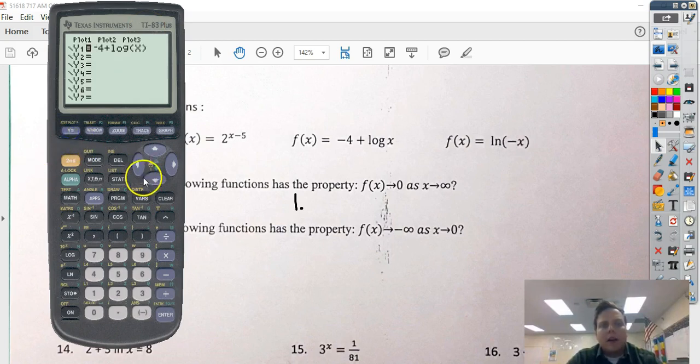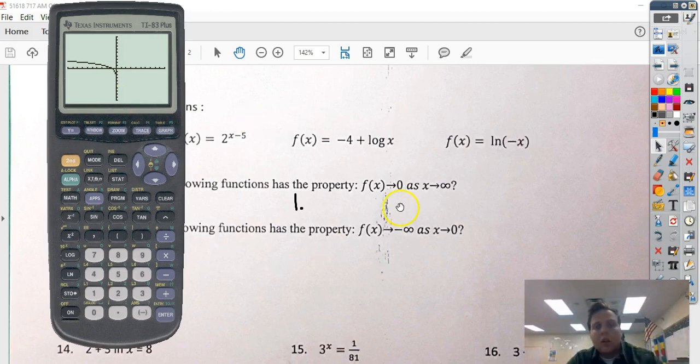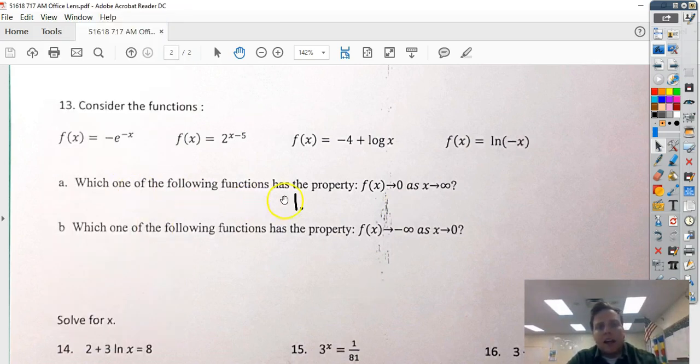So then my last graph is the natural log of negative x. Hit graph. Okay, so once again, as I look to the right, is y approaching 0? Well, which way is y headed here? It's headed down. Is that y approaching 0? No, y is not approaching 0 at all. Okay, so the only answer for part A is number 1.